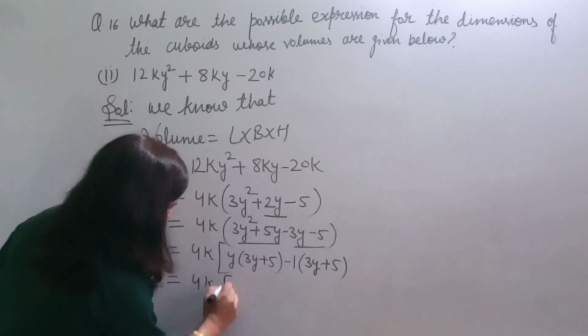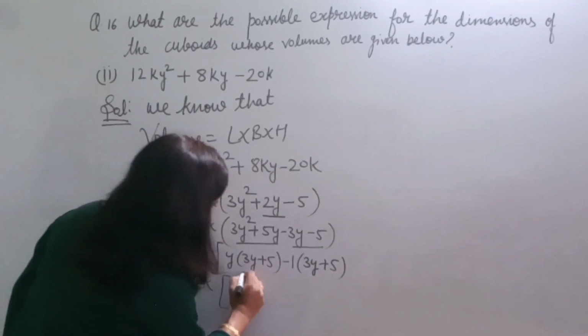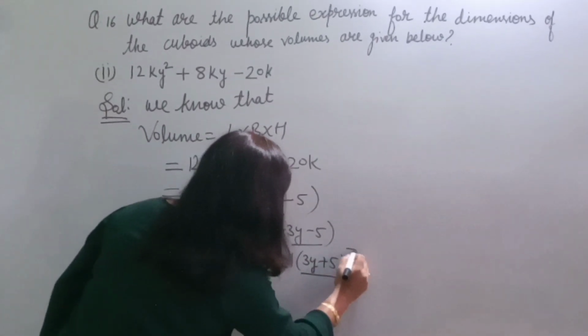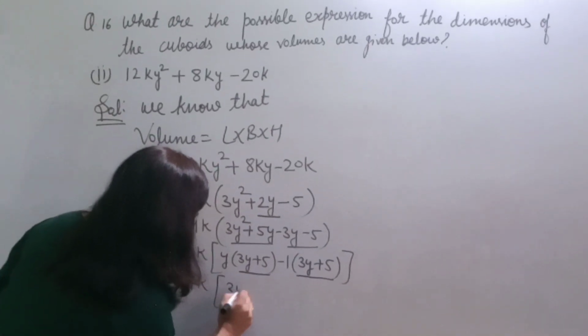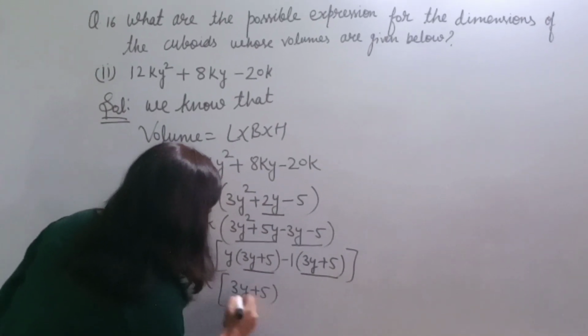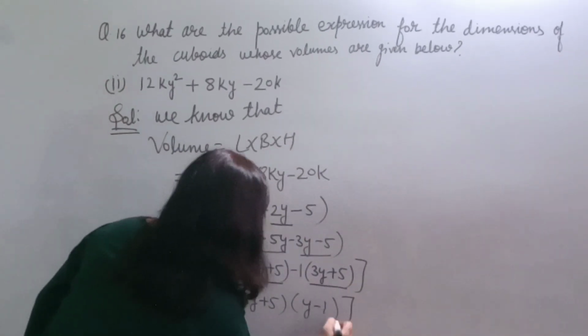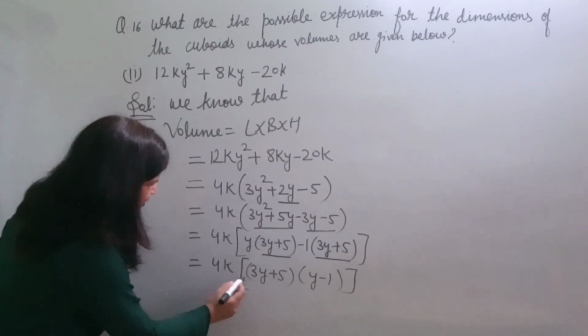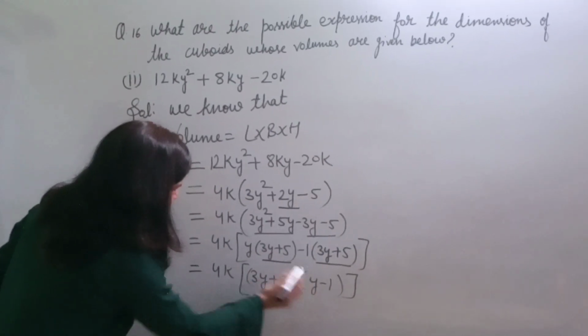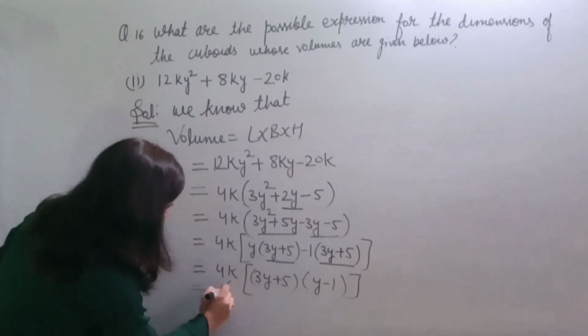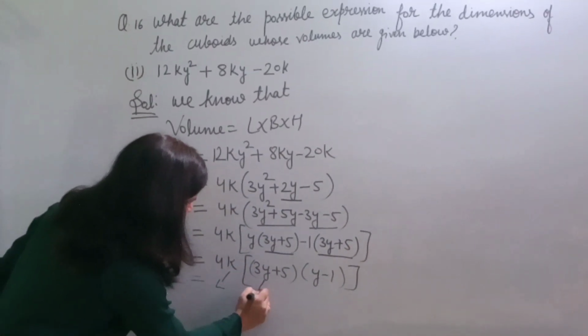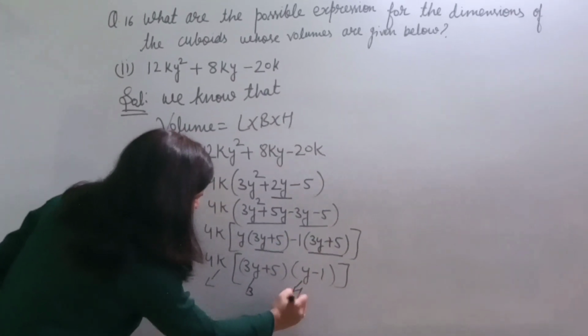Again 4k. Now we will take common 3y plus 5, and y minus 1 will be left. Now it is converted into the form of length, breadth and height. So we can say this is length, this is breadth and this is height.